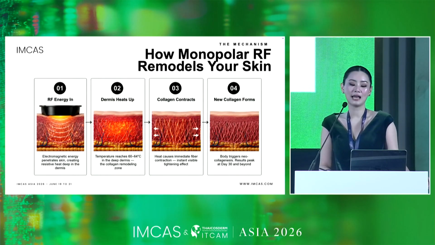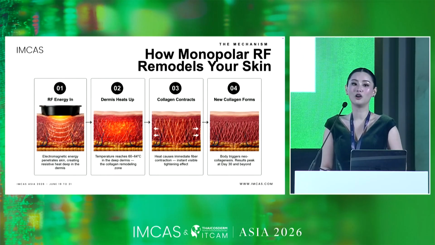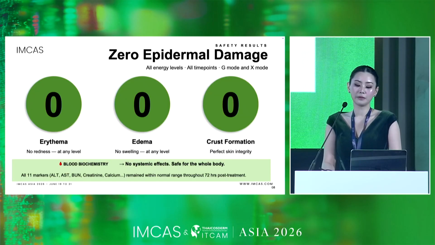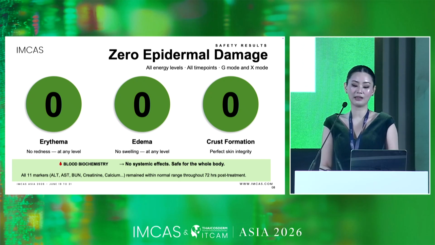And how does monopolar RF remodel our skin? Actually, the mechanism itself is straightforward. The RF energy penetrates the skin and creates controlled heat in the dermis, which causes immediate collagen contraction and stimulates collagen production, called neocollagenesis. And the result you will see is tightening, contouring, and skin firmness. In a preclinical study, there was zero epidermal damage at any energy level or time point, in both G and X mode.